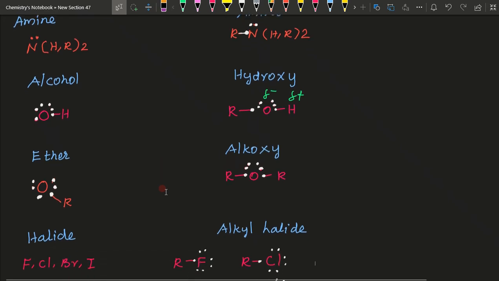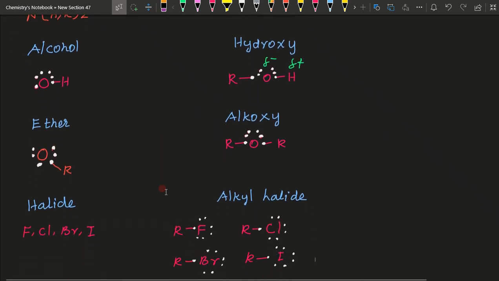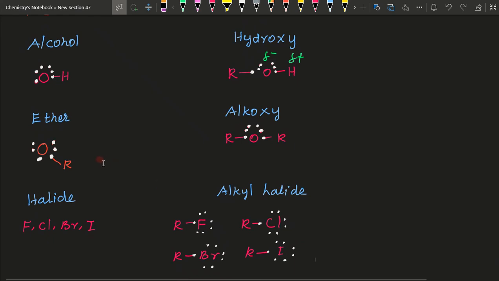Move on. Next, ether. The substituent name is alkoxy. Here R represents the rest of the molecule.